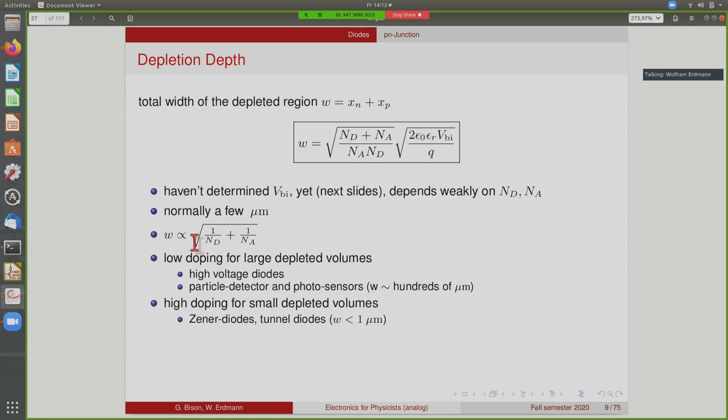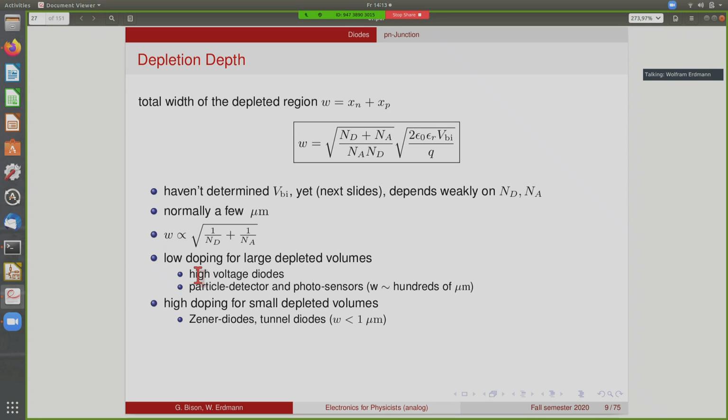So if you want a large depleted volume, then you want small doping. And this is important when you want to have diodes that can operate with high voltages, because if the depleted volume is large, then you have relatively small electric fields. If you make a small junction, then you get very high electric fields, and that will not work for high voltages. So high voltage diodes will have a low doping.